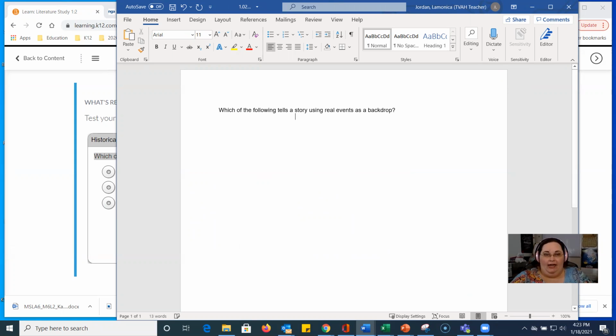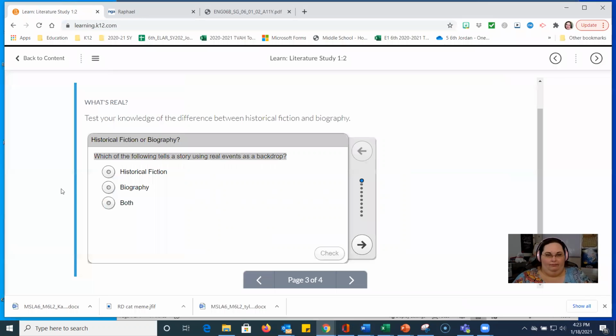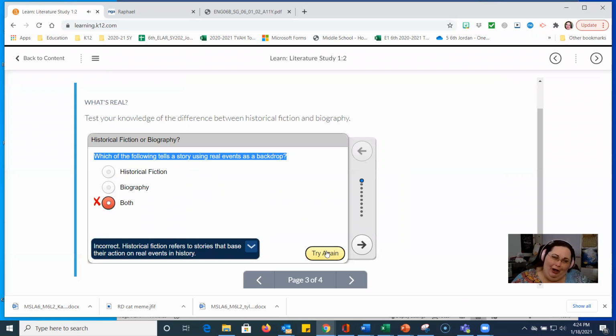And then when you find the answer, I like to put A. So which of the following tells the story using real events as a backdrop? Historical fiction, biography, or both? What do y'all think? I'm going to go with both. Let's just see if I'm right. No, I'm wrong.